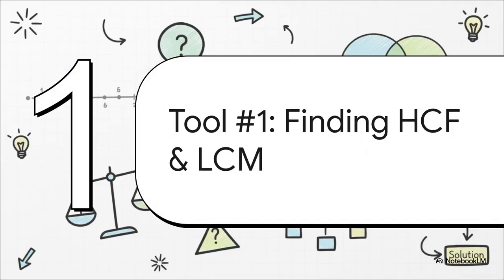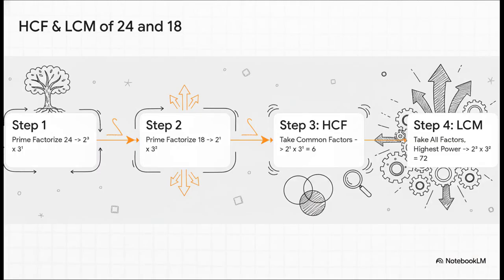Okay, so tool number one. The absolute foundation for the entire first half of this chapter is just one simple process: prime factorization. Seriously, if you get this down, you've basically already won half the battle. All right, let's see how this works with the numbers 24 and 18. First up, we break them down into their prime factors, right? So 24 becomes 2 cubed times 3, and 18 is 2 times 3 squared.